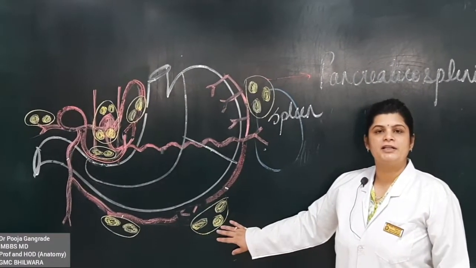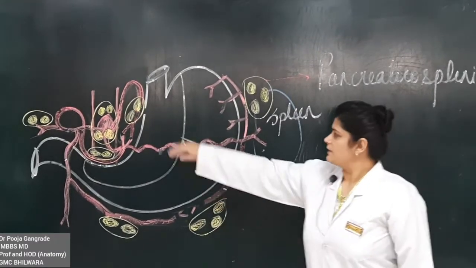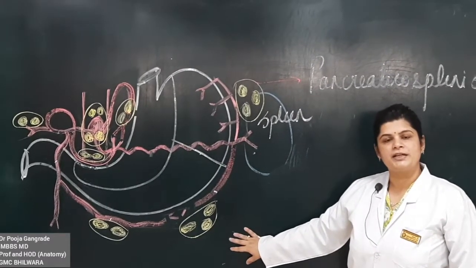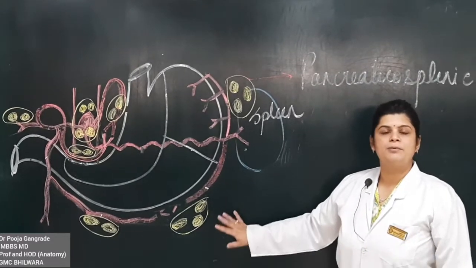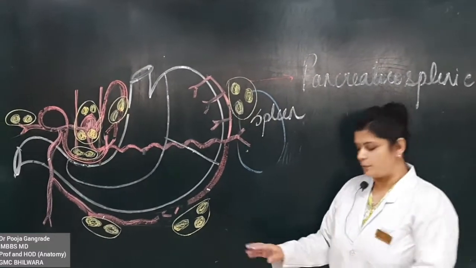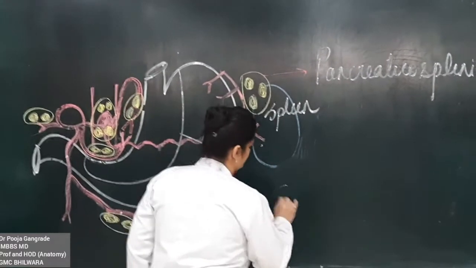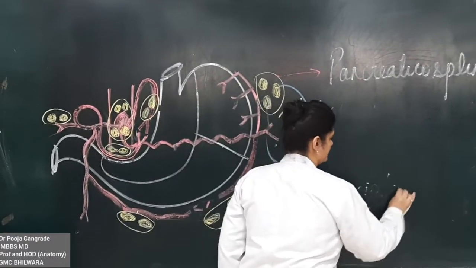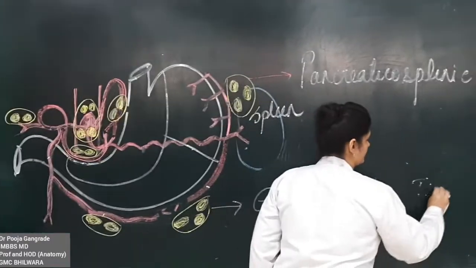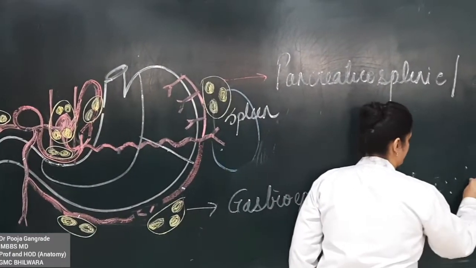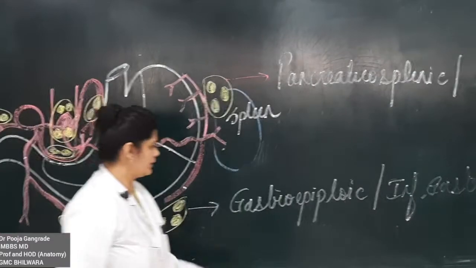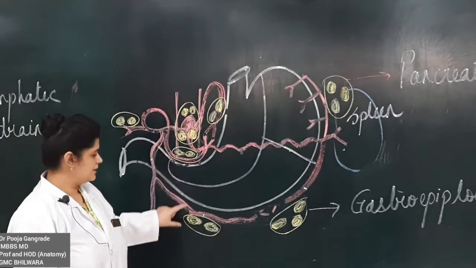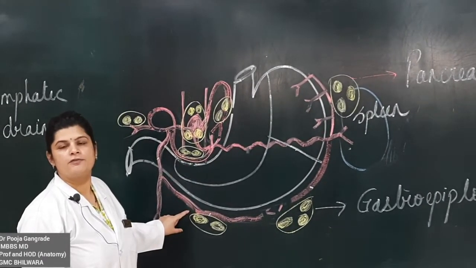Some books also mention it as the inferior gastric group. This will be called superior gastric and this will be called inferior gastric. So some books mention it as gastroepiploic group of lymph nodes, and some books mention it as inferior gastric group of lymph nodes. Then coming down to the part which is below the pylorus, this is called the subpyloric group of lymph nodes.